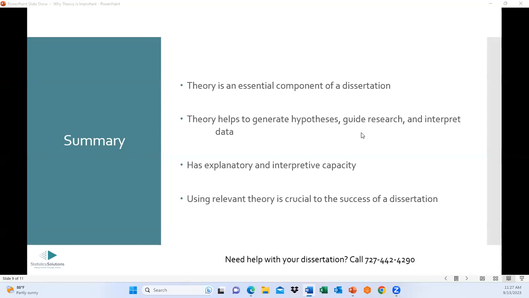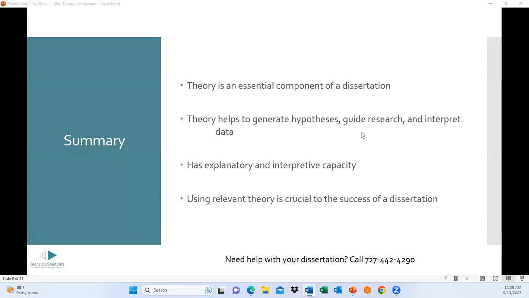They help generate hypotheses, guide research, interpret data, right? We talked about that. Based on a theory, you can derive hypotheses. You can derive what you might expect to find based on what's in the theory. They help to guide your research, help you stay on track, not go down rabbit holes or get sidetracked if you stay close to your theory. And of course, at the end, when you analyze your data, it can help you interpret that data for the discussion chapter. As we said, it has explanatory and interpretive capacity.